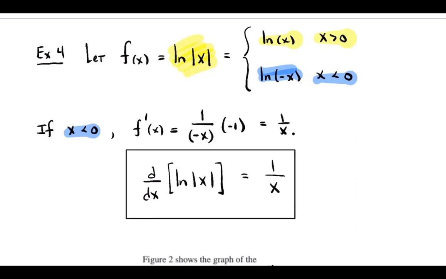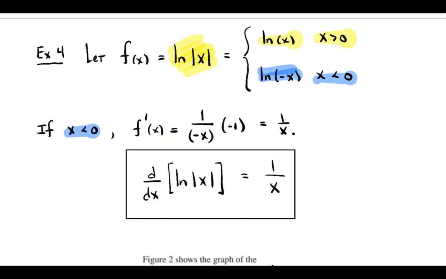So what am I saying? I'm saying the derivative of the natural log of negative x, the opposite of x, well, it's 1 over the opposite of x times the derivative of the opposite of x, and that's -1. And 1 over negative x times -1 is 1 over x. So it actually doesn't matter if x is positive or negative. The derivative of natural log of absolute value of x is also the reciprocal function.